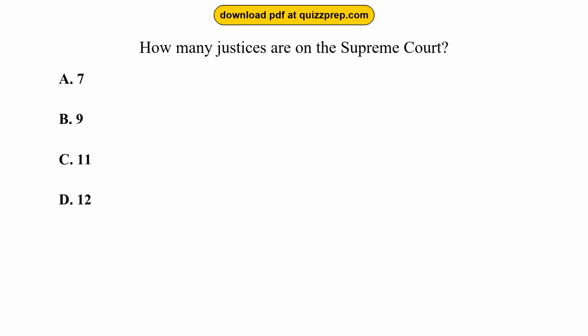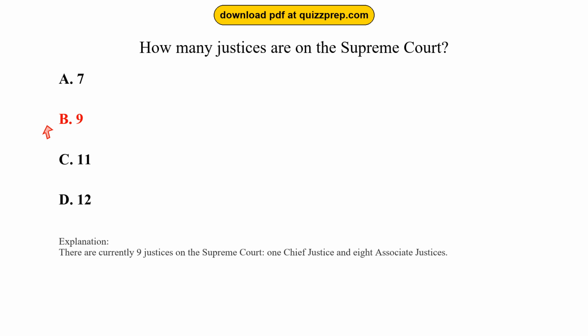Question 98. How many justices are on the Supreme Court? Option A, 7. Option B, 9. Option C, 11. Option D, 12. The correct answer is option B, 9. There are currently 9 justices on the Supreme Court, 1 Chief Justice and 8 Associate Justices.